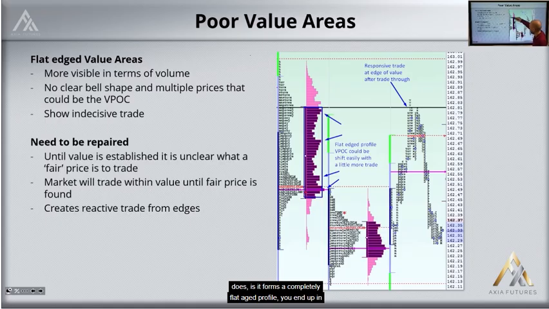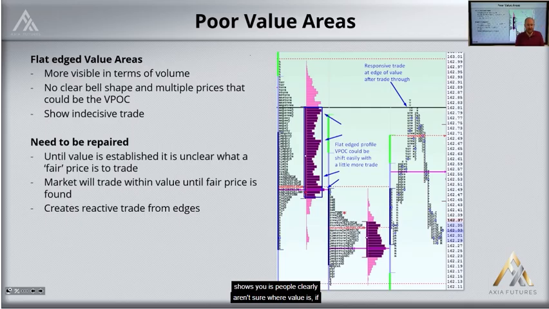You end up, in terms of time, a very flat edge. In terms of volume, an almost entirely flat edge. What you have is a profile where multiple points could very easily be the VPOC. As the day trades through, you may well have seen the VPOC here and here and here and here throughout the day, and it's just a matter of maybe another 100 lots, and perhaps this would now be the VPOC, another 100, this would maybe now be the VPOC, and it could fluctuate and move very easily.